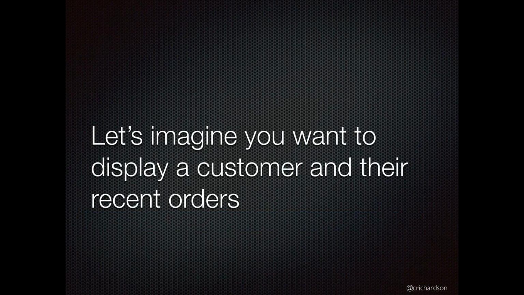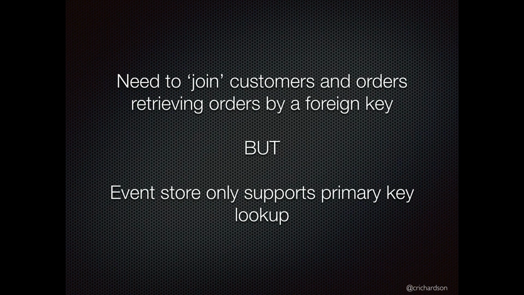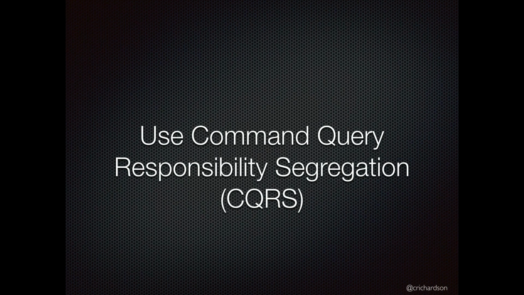So let's imagine that you want to display a customer and their recent orders. In SQL terms, that's equivalent to doing a join between customers and orders, where orders are retrieved by their foreign key. But suppose the event store only supports primary key-based lookup. That would make it difficult or impossible to retrieve a customer's orders. So the solution that I'm going to describe here is known as command query responsibility segregation, or CQRS.